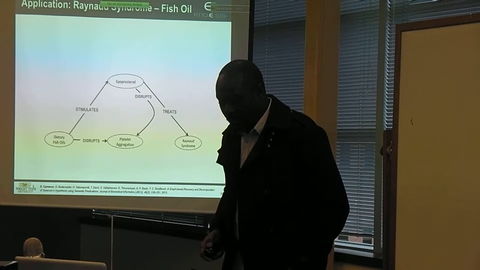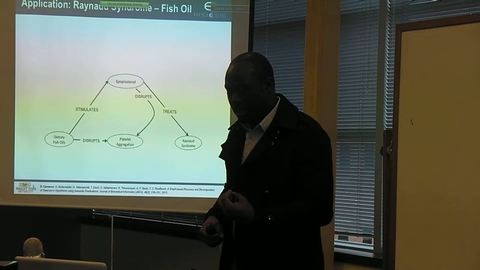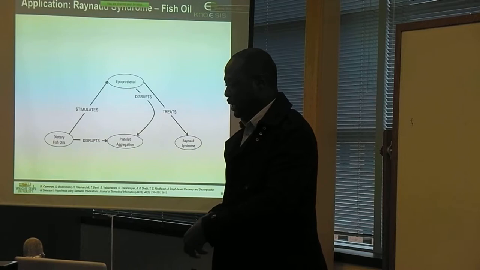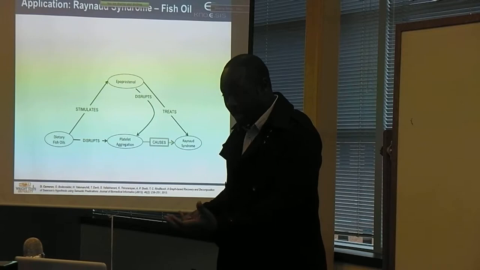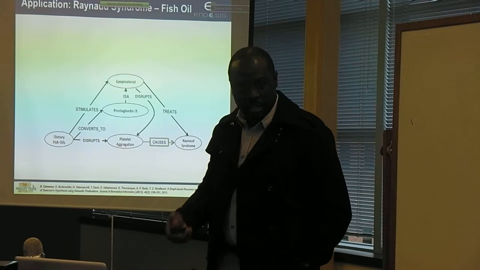We found another path, however, which says that dietary fish oil stimulates epoprostenol, meaning they produce epoprostenol. Well, if this is correct, then the fish oil produces epoprostenol, which actually disrupts the platelet aggregation, which probably means that platelet aggregation is causing this Raynaud syndrome, and perhaps the mechanism of disrupting is through this epoprostenol. We found another path which showed that prostaglandin PGI3 is also an epoprostenol, which therefore means that it perhaps also disrupts platelet aggregation.